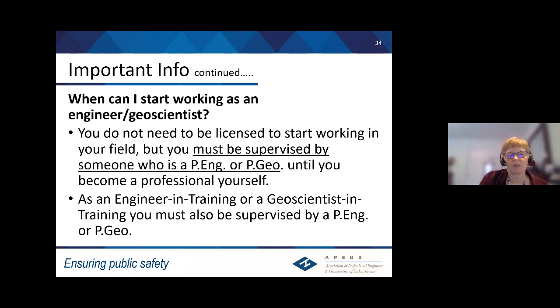And the same applies to an engineer in training or a geoscientist in training. You must still be supervised by a professional until you become licensed as a professional yourself.